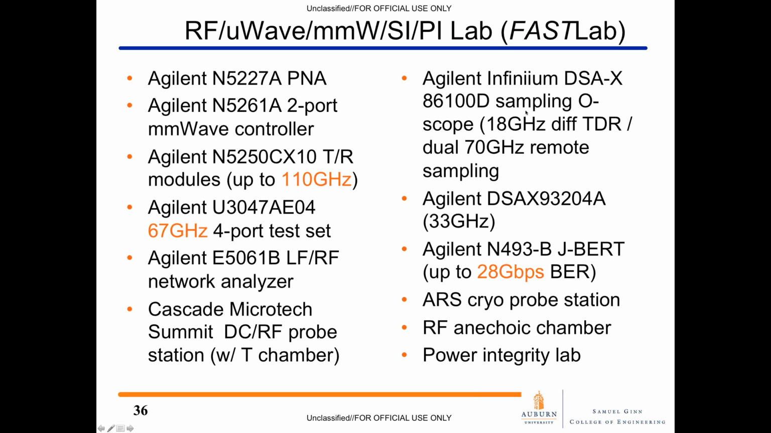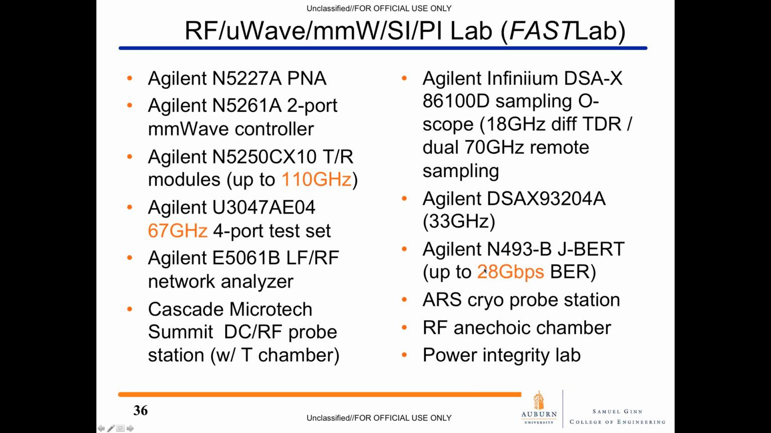In terms of time domain characterization, we've got an Agilent sampling scope with 18 gigahertz differential TDR, and it also has dual 70 gigahertz remote sampling capabilities, so we can do differential TDR and differential TDT on the integration technologies that we develop. We also have a 33 gigahertz real-time scope, so we can catch glitches to see if we're introducing any issues in these systems.